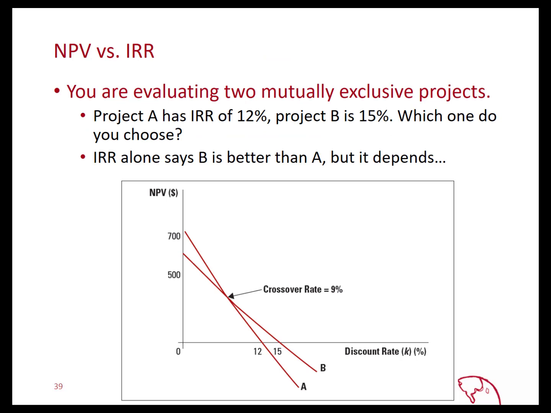So what we're going to do is graph those projects, net present value on the vertical axis and the discount rate on the horizontal axis, and look at how the net present value varies. If you're told that project A has an IRR of 12% and project B has an IRR of 15%, which one would you choose? Well, if IRR is your return, you would want to choose the project with the higher return, project B, because 15% is higher than 12%. Or would you? The answer is not as obvious as you think.